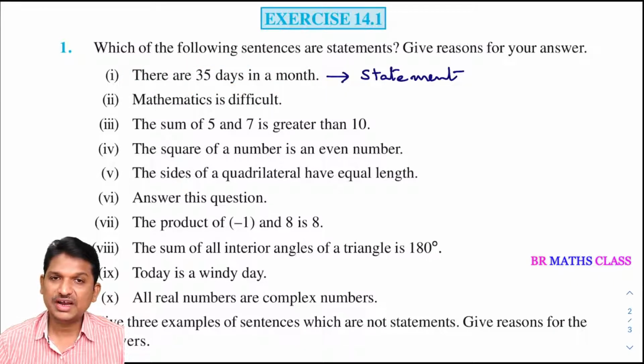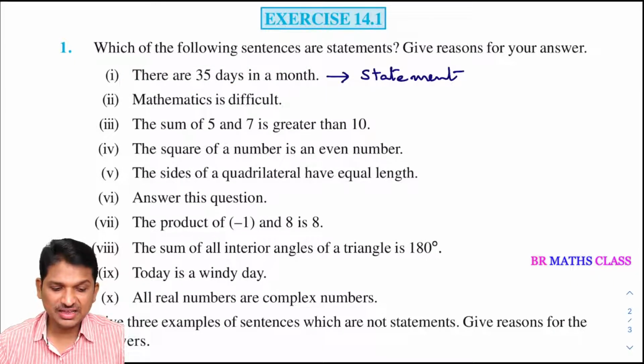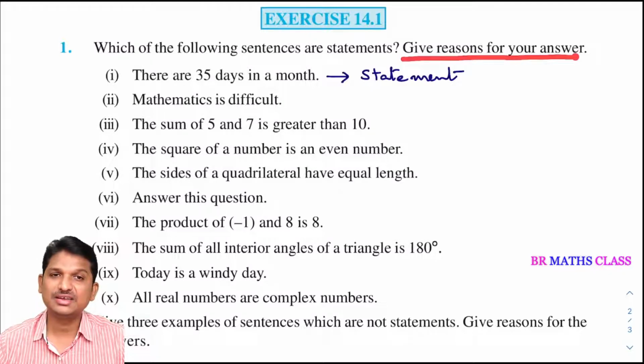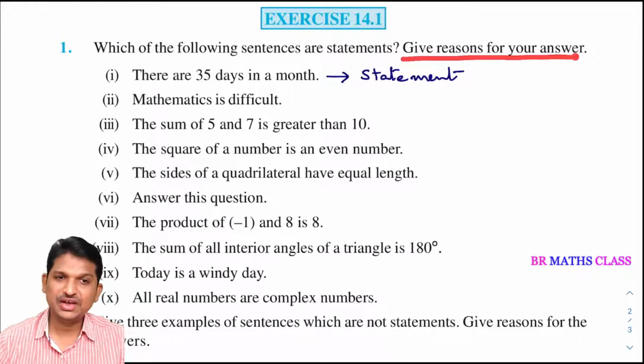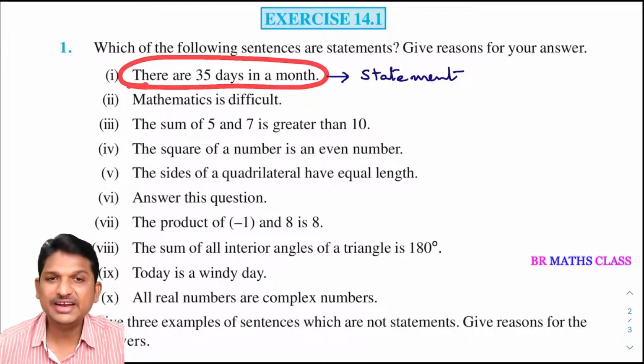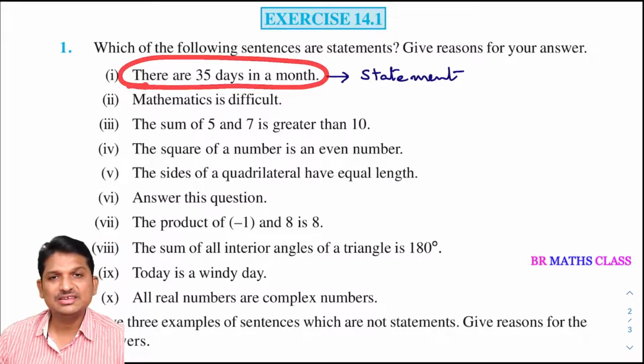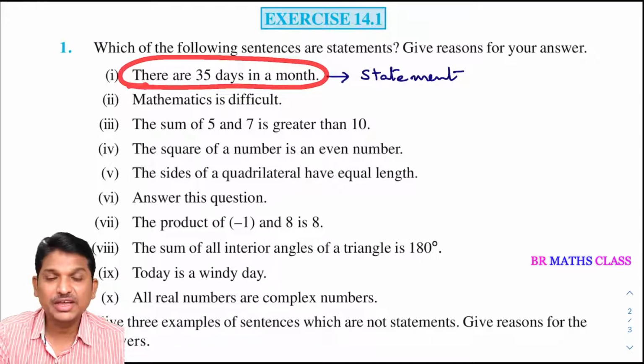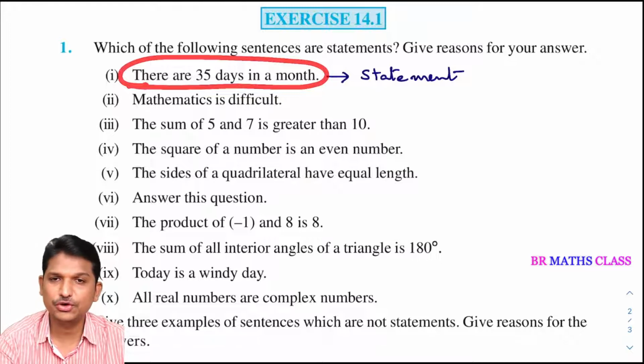I hope you are understanding. Here they are asking to give reason for your answer. Don't write a confusing answer. You simply write it is a declarative sentence. Whatever sentence is there here, this is a declarative sentence. Declarative sentences are always statements. We can declare it is false. If you go to other countries and say there are 35 days in a month, they laugh, because there is no month in a year which contains 35 days. So we can declare it is false. That's why it is a statement.